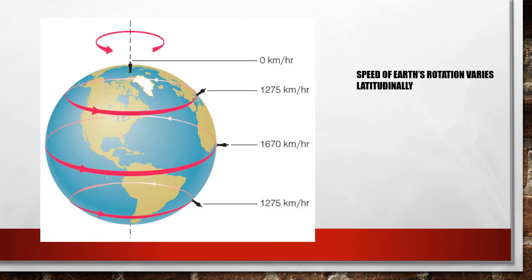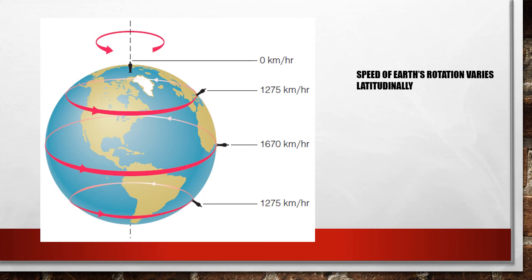Due to the spherical shape of the Earth, the speed of rotation decreases both to the north and south of the equator. So as you can see in this diagram, the speed of Earth's rotation is maximum at the equator, and it goes on decreasing polewards, and at the poles it becomes zero, negligible. Alright, so the speed of Earth's rotation is maximum at the equator while it is slowest at the pole.